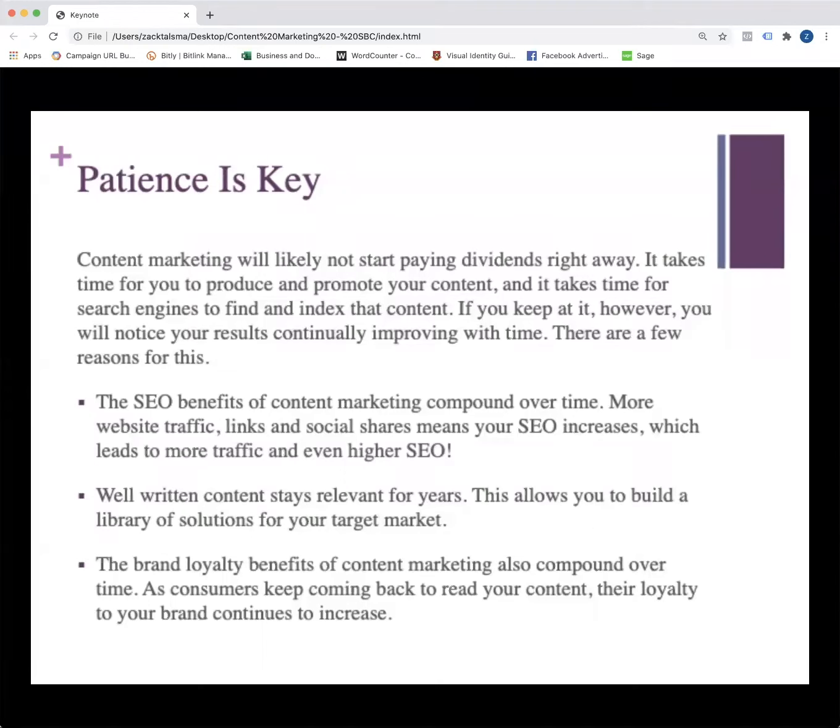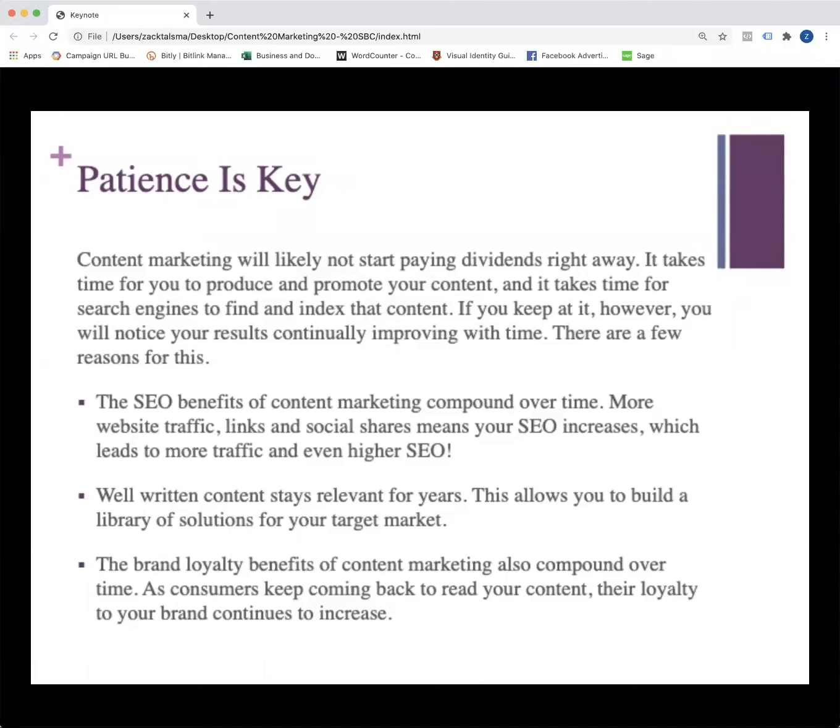But if you were to take that same piece of content and look at it 6 months, 1 year down the road, it's still going to be producing leads and it's still going to be getting traffic to your website. Whereas if you stop spending money on ads, you stop getting results right then. So with content marketing, it's less initially, but more over the long term. And there's a few reasons for this.